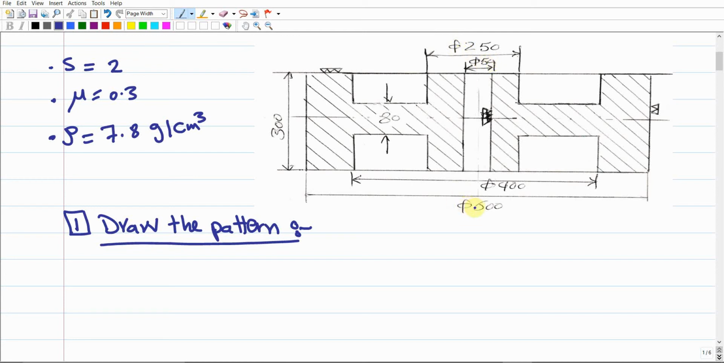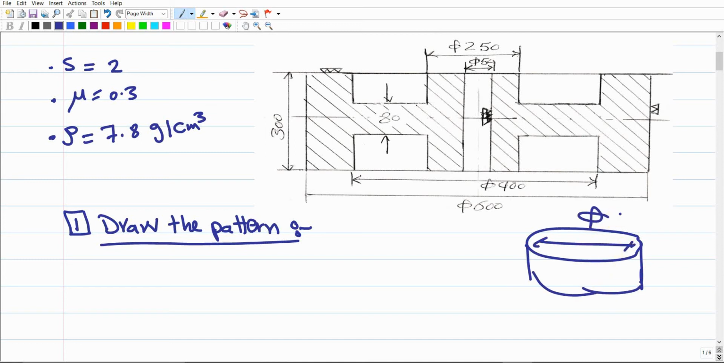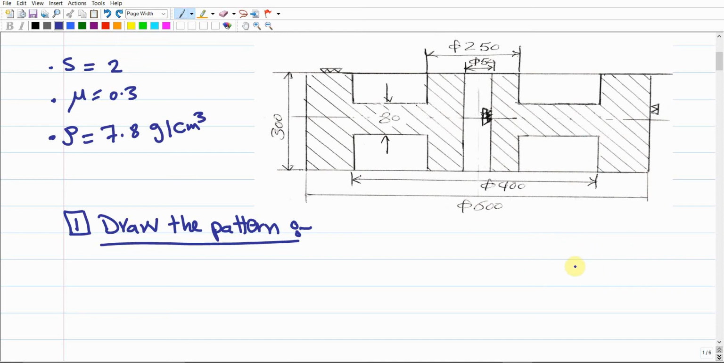Also here we have phi 600, phi 400, in addition to some heights. Generally any cylindrical shape, like any simple cylinder, should have a diameter, like phi and a number, and it should have a height. As you can see, all the dimensions already given to us here are either heights or diameters. So this shape should be a cylindrical shape in general.